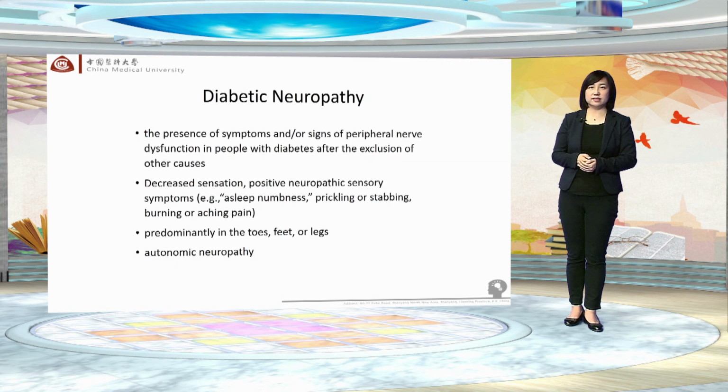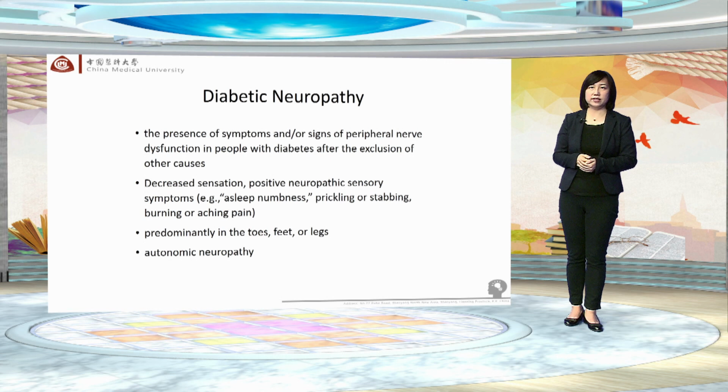Diabetic neuropathies refer to the presence of symptoms and/or signs of the peripheral nerve dysfunction in people with diabetes after the exclusion of other causes. The diabetic neuropathies are a heterogeneous group of disorders with diverse clinical manifestations. The early recognition and appropriate management of neuropathy in the patients with diabetes is very important.